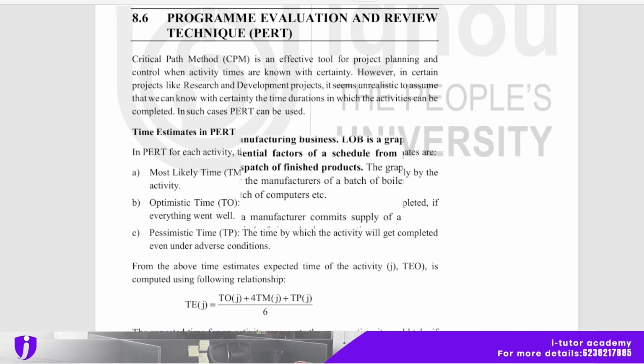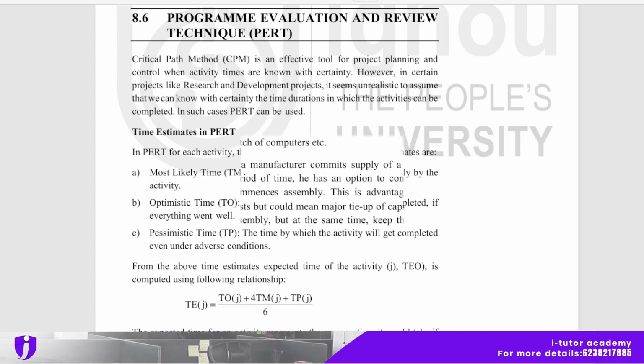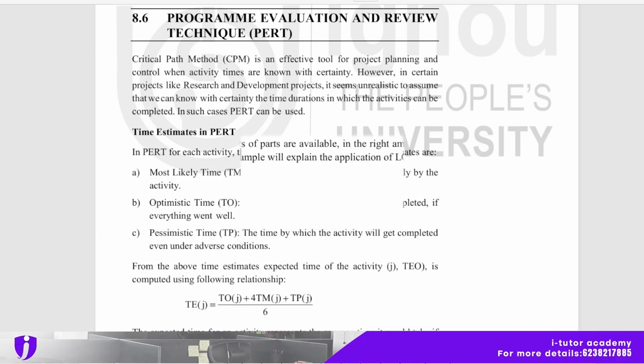So CPM, that is critical path method, is an effective tool for project planning and control when activity times are known with certainty. However, in certain projects like research and development projects, it seems unrealistic to assume that we can know with certainty the time duration in which the activities can be completed. In such a case, PERT can be used.